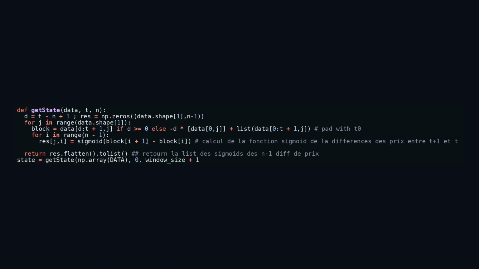This function, called fit, is designed to train a reinforcement learning agent on stock market data with the goal of developing a solid trading strategy.